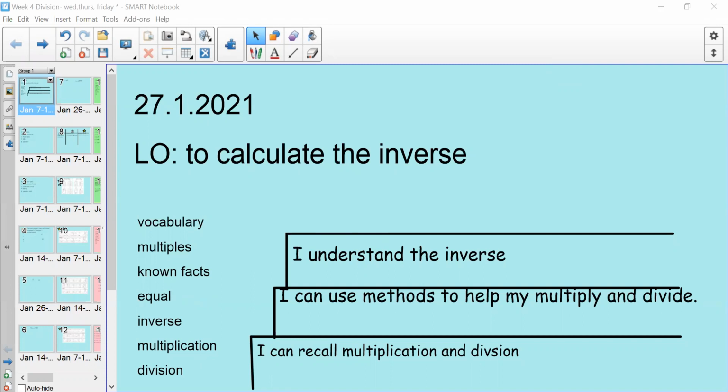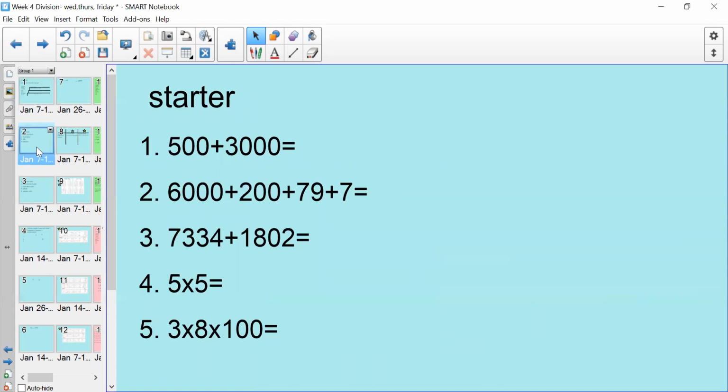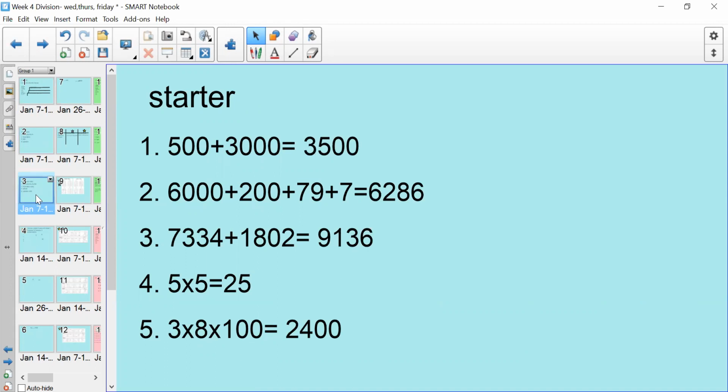So over the past 3 weeks, we've been looking at lots of different multiplication and division methods of how we can divide and multiply. So we're going to use all of this knowledge in today's lesson. So to begin with, we'll do our starter. So I'd like you to pause the video and do the starter now. There's no starter on Microsoft Teams today, so everybody will just be doing it on a piece of paper in front of them. Okay, well done. And these are your answers. So pause the video and mark your work.